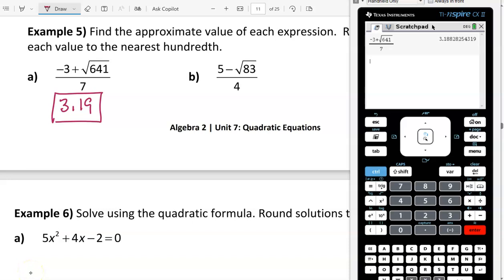Let's try one more similar example. To enter the expression in B, Control and divide to get a fraction template. Then for the numerator 5 minus the square root of 83, cursor down for the denominator, over 4, press Enter to round it to the nearest hundredth, that's negative 1.03. What's important to note here is that we don't really need to do any simplification if we're going to use the quadratic formula to find approximate solutions.